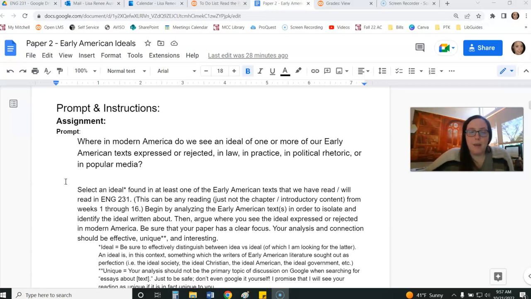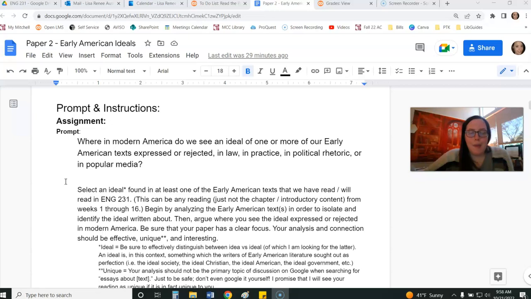So you might take a look at modern America, our laws, people's actions, maybe the political language that you're seeing, or even popular media. So you might look at a movie, TV, magazine article, particular religious groups or non-religious groups. There's all sorts of places that you could look to say, okay, I've identified an ideal. I see it being rejected by this particular group in modern America. Even if it's accepted by other groups, that could just be the focus of your paper. So it's okay to really narrow it down.